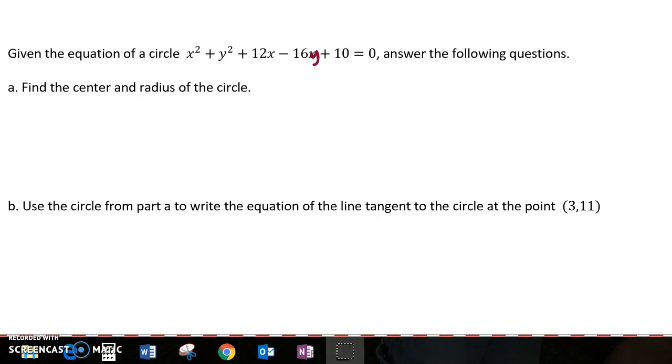Hello everybody. So some of us have been kind of struggling with the tangent line questions, and I thought before the summative this might be a good opportunity to review a little bit.